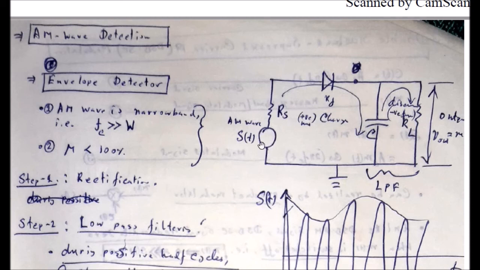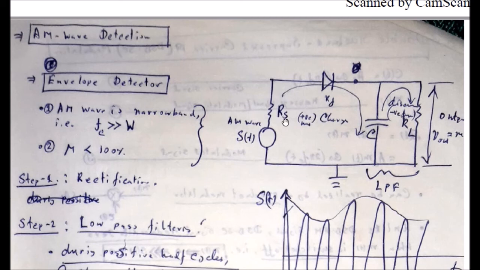Now by using the antenna or some other medium like copper wire, we have to receive S(t), the amplitude modulated waveform. After receiving S(t), you have to feed it to a simple diode. Again it is a nonlinear device, but here we are using the rectifying characteristics of the diode. And this R_S is required.